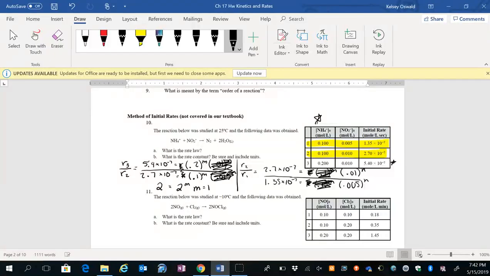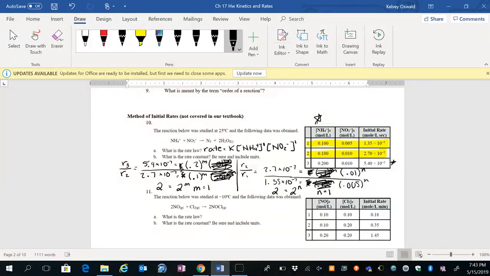Now we can look and see by what factor our rate is increasing. Our rate increased by a factor of 2, and so did our concentration, because 0.01 divided by 0.005 gives us 2. So that means our N also has to be 1. So our reaction is first order with respect to NH4 and NO2. When we want to write our rate law, our rate is equal to our constant times our concentration of NH4 plus raised to the first power times our concentration of NO2 minus raised to the first power.